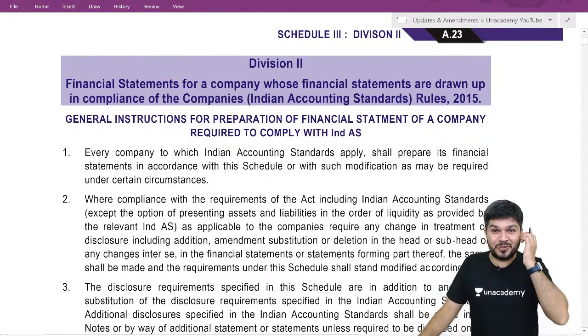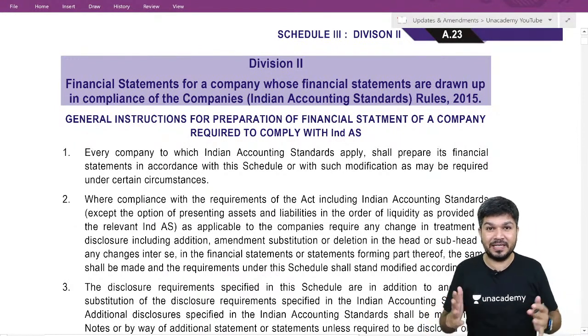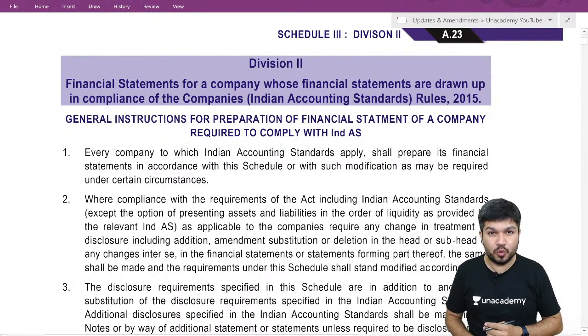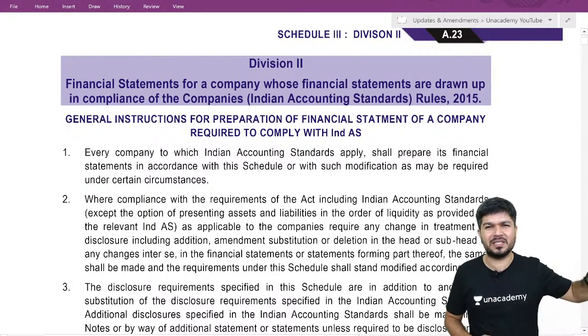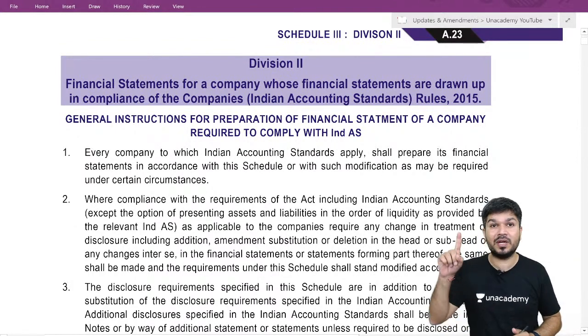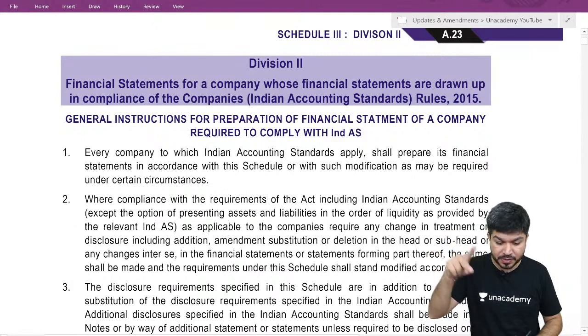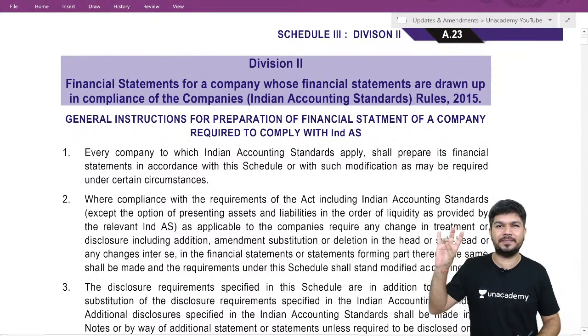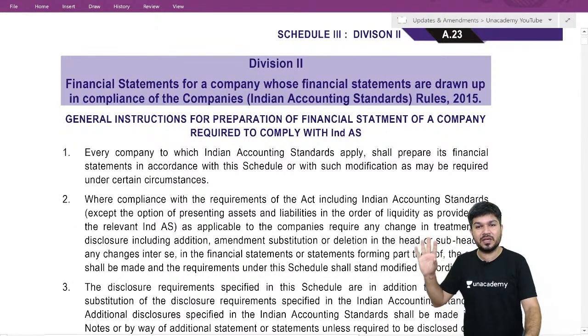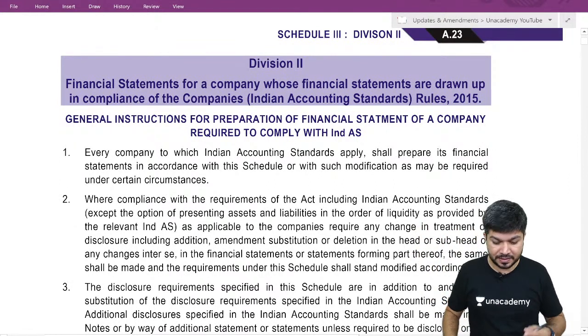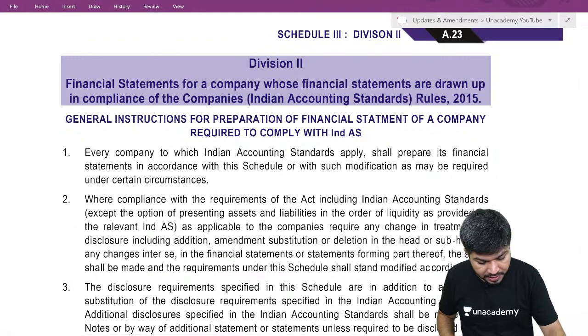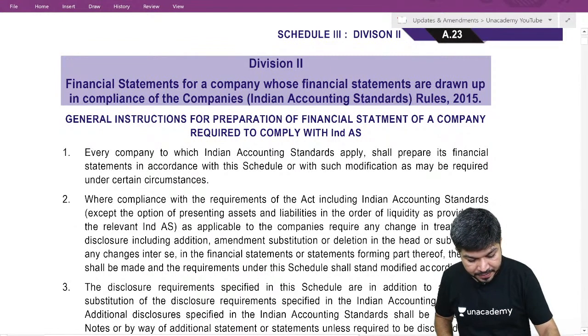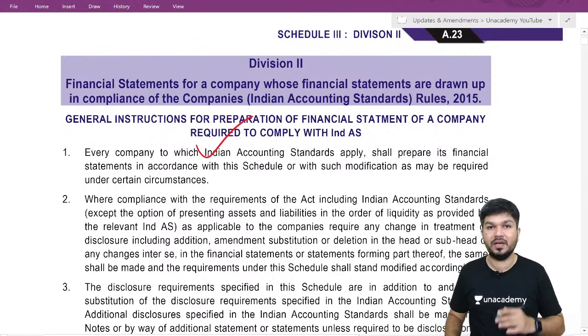Chalo, let's go to Schedule 3. We'll be doing it very fast. It's Division 2, directly Division 2. Division 1 is fine, exam angle not relevant. Division 1 is for companies following AS. Division 2 is for those companies following Ind AS. Division 3 is for NBFCs which are following Ind AS. We are doing Division 2. This is for the companies which are following Ind AS.